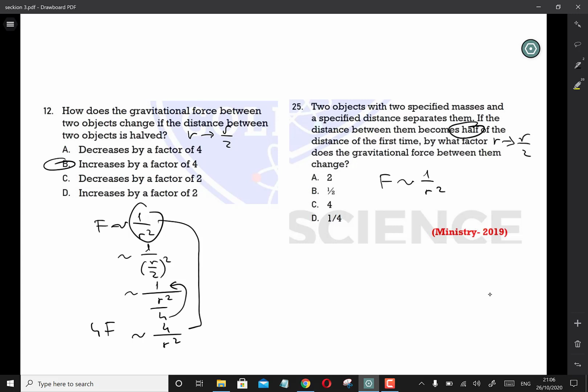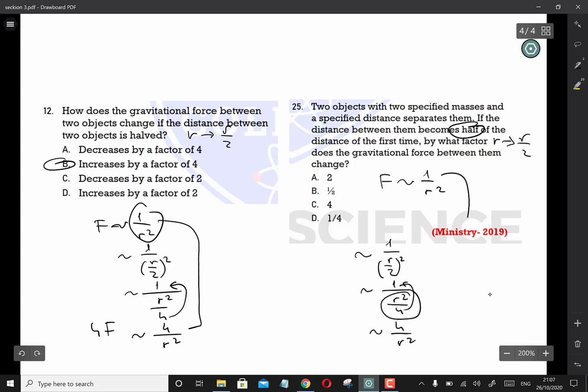So it's going to be like this in this case. So 1 over, instead of r, you are going to write r over 2, but squared. So it will be 1 over r squared over 4. Again, flip this upside down, take 4 here, it becomes 4 over r squared. Now compare that. If this is multiplied by 4, so 4 is also multiplied by 4. 4 times increases. So the answer is C.